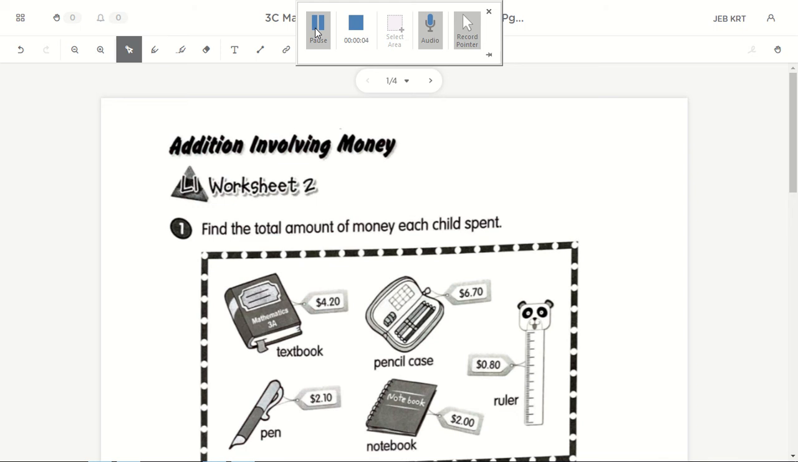So today we'll be going through the homework for yesterday, and then after that we'll move on to addition of money with working.